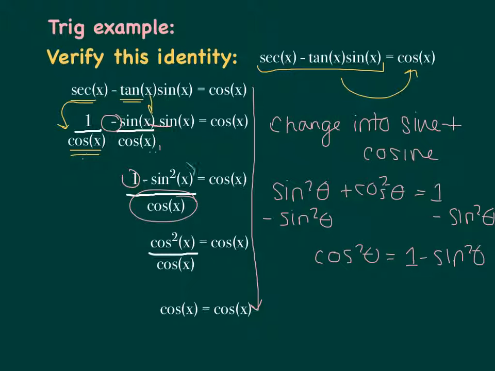Well, look, that was what I had right here, 1 minus the sine squared. So I can just replace that with the cosine squared of x. Again, I kept my denominator the same. Well, cosine squared over cosine just cancels out to cosine. So looks like I'm left with the cosine of x equals the cosine of x. So I'm good.